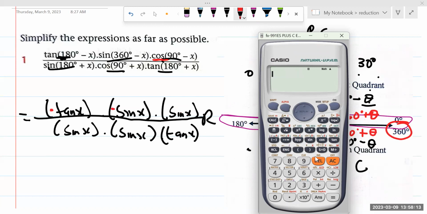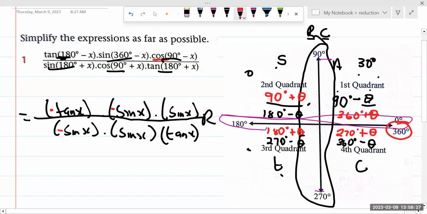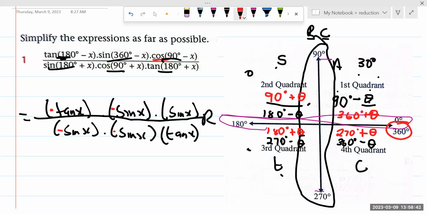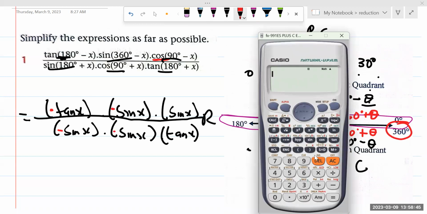Okay? And then after that, we go to sine 180 degrees plus 1. We get a negative. Okay? So we put negative here. Then we have cos 90 degrees plus 1. Negative. Okay? And then from here, you have 180 degrees plus 1. And then it gives you a positive. So this is what you have after it.